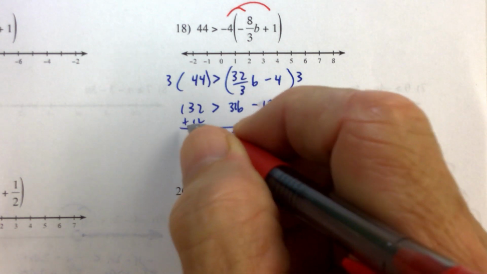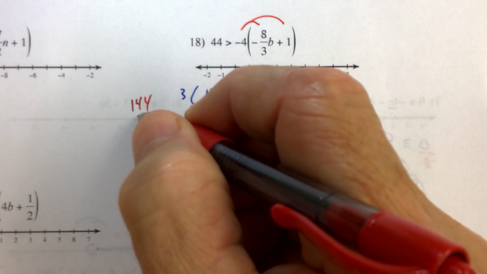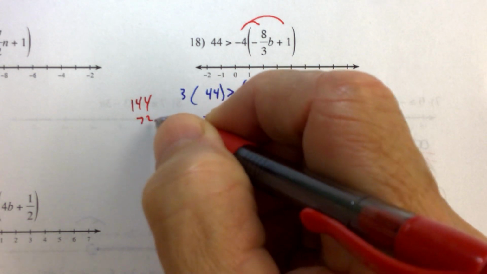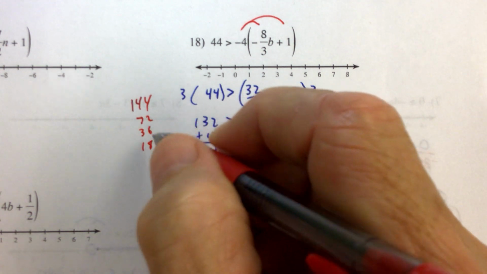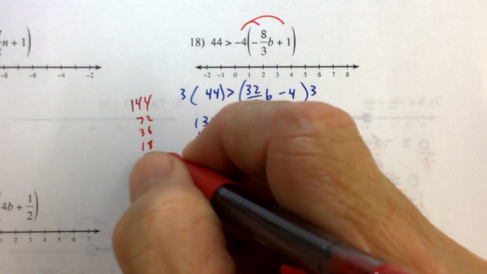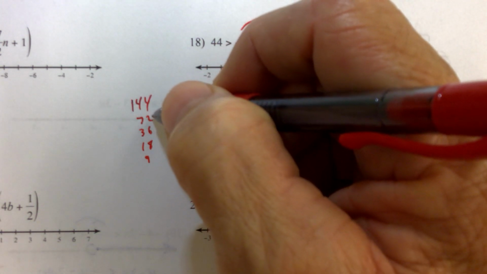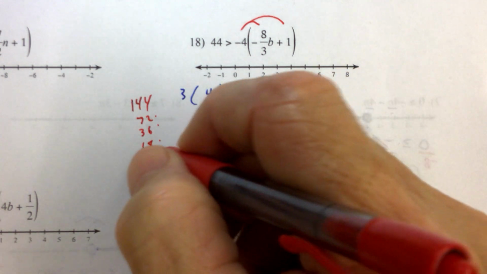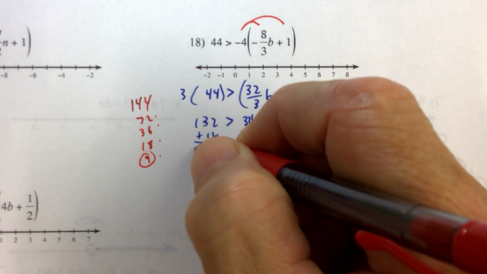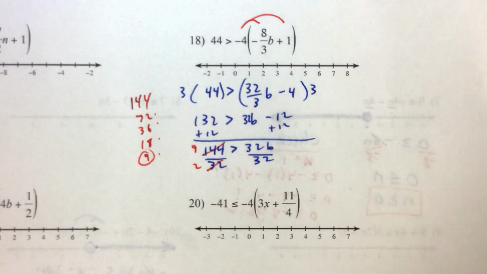And if you just keep dividing by 2, so let's think about that. If we keep dividing by 2, 144, 72, 36, 18, and 9. So if we keep dividing by 2, that's dividing by 1, 2, 3, 4. 4 twos is 16. And so 16 times 9 is 144. 16 times 2 is 32.